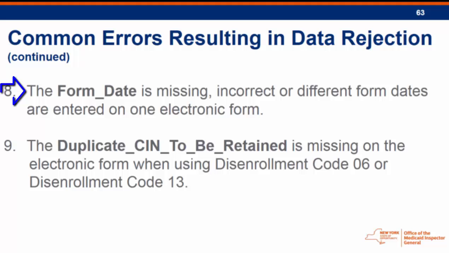If the form date is missing, incorrect, or different form dates are entered on one electronic form, the form will be rejected. If the duplicate SIN to be retained is missing on the electronic form when using Disenrollment Code 06 or Disenrollment Code 13, the form will be rejected. Do not reverse the SIN to be voided with the SIN to be retained in circumstances of Code 6 or Disenrollment Code 13. Be sure the same SIN is not entered in both columns.